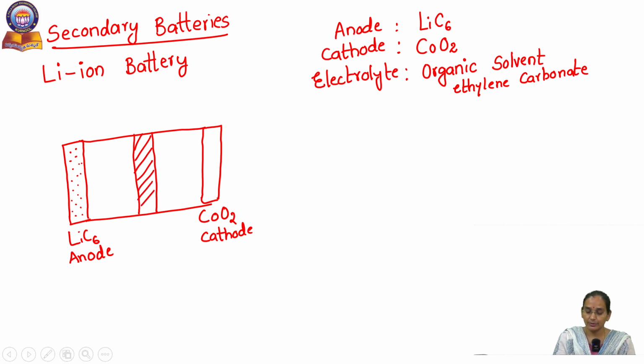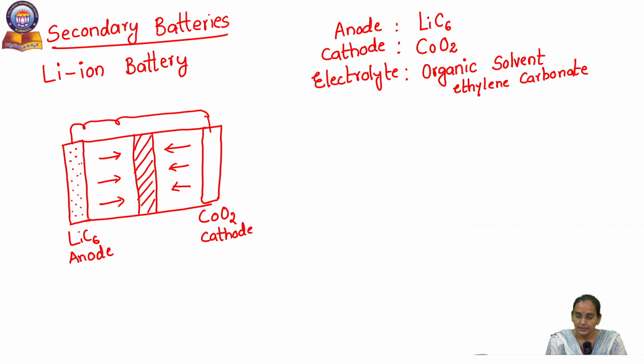For this semi-permeable membrane, we generally take a polymer to allow the flow of ions from anode to cathode and cathode to anode. A polymer like sulfonated Teflon is taken as the semi-permeable membrane to allow the passage of ions from anode to cathode and cathode to anode. Now coming to the working.